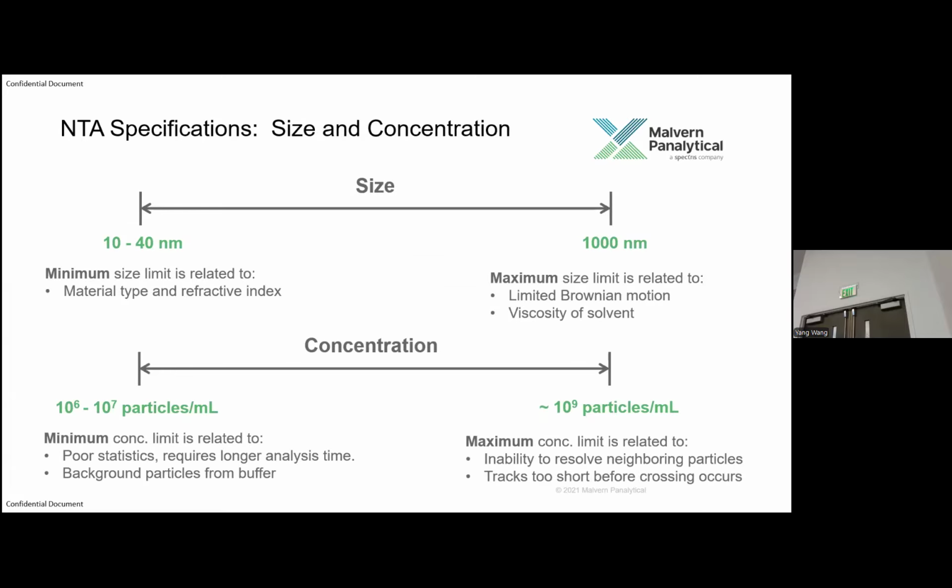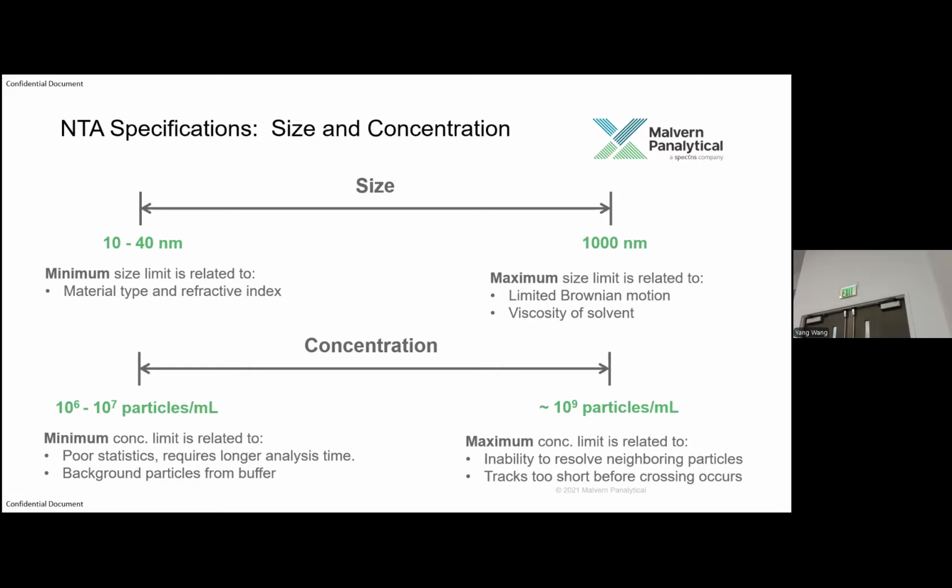So with any technique, there are going to be limitations. We think of those limitations in terms of size and concentration. On the low end, it's about 10 to 40 nanometers. The reason there's a range at the low end is because that primarily has to do with material type or the refractive index. So if you're working with, let's say, metals and metal oxides, those will have a higher refractive index, and you can push that limit down to 10 nanometers. We more than comply with ISO standards, ASTM standards, and we show 10 nanometer silver particles or 10 nanometer gold particles to verify the lower limit.